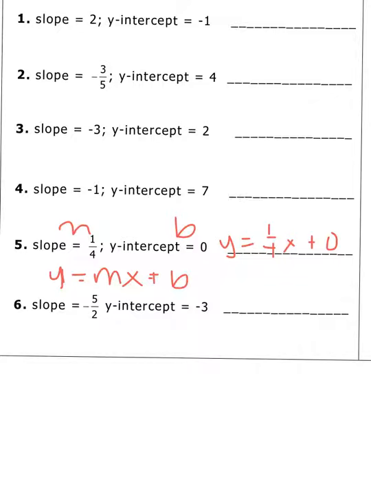Again, remember y equals mx plus b. Our slope is our m. So negative 5 over 2 is m, and our y-intercept is b, which is negative 3. We're just taking those and plugging them right into the equation. So y equals negative 5 over 2 x plus negative 3, which changes it to be just minus 3.